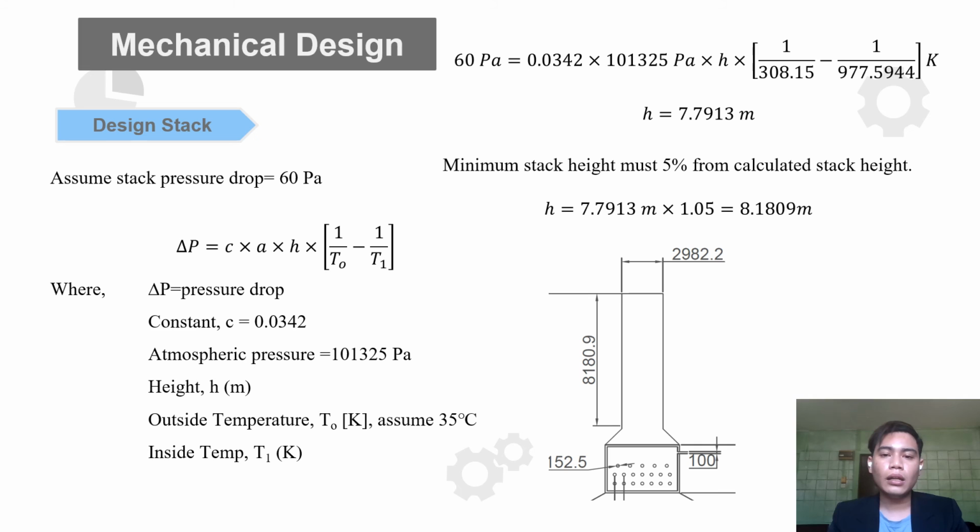For mechanical design, I show the sample calculation for the designing step. We assume the pressure drop, which is 60 Pascal. These are the formula for the pressure drop. So we have the stack operating at atmospheric pressure. So we can calculate the height from the formula. We assume the outside temperature is 35 degrees Celsius and the inside inlet temperature. So the equation of the top part is the calculation to get the height of the stack.